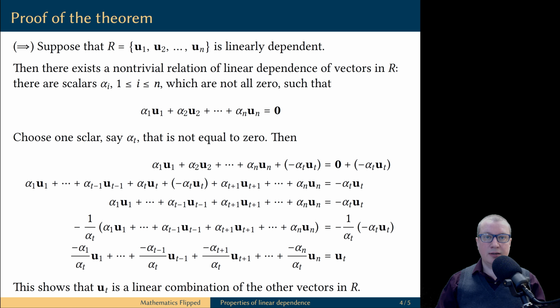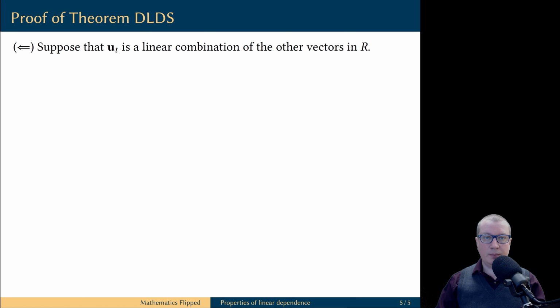But now you see that the vector u t is equal to the linear combination of the other vectors in the set R, and this is what we were trying to prove in this implication. In the opposite direction, we are going to assume that one of the vectors is a linear combination of the other vectors in the set. So let's assume that it is the vector u t that is expressible as a linear combination of the remaining vectors.